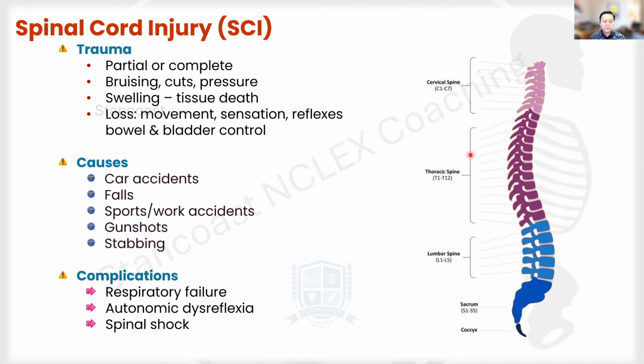We have the thoracic spine from T1 to T12. We got the lumbar spine from L1 to L5, and got the sacral and the coccyx levels as well. So we're going to talk more about this once we go to the different levels.